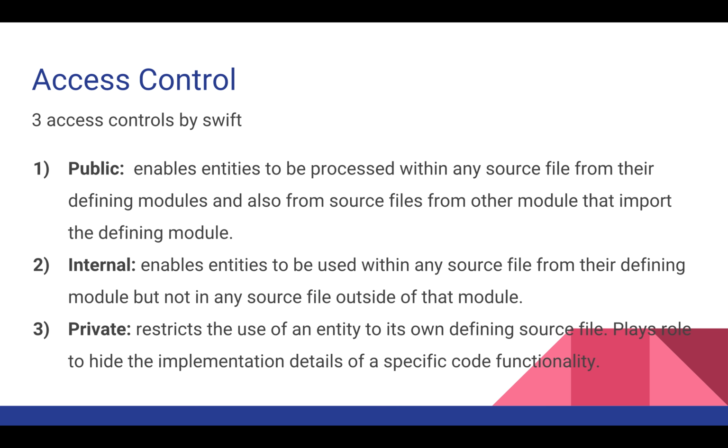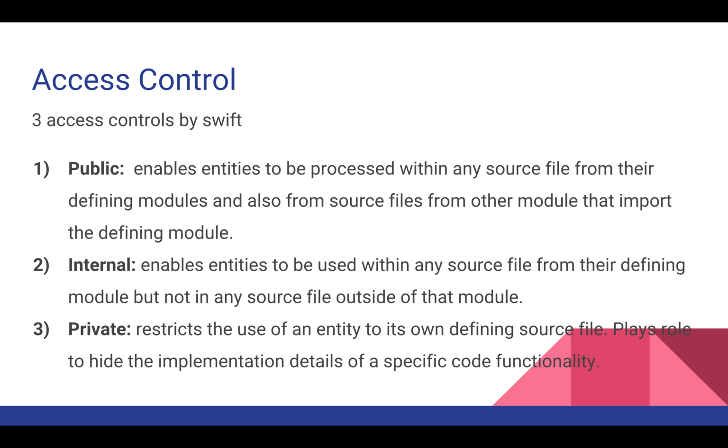Three different access levels are provided by Swift language. They are public, internal, and private access. Public access enables entities to be used within any source file from their defining module and also in a source file from another module that imports the defining module. You can use public access when specifying the public interface to a framework.